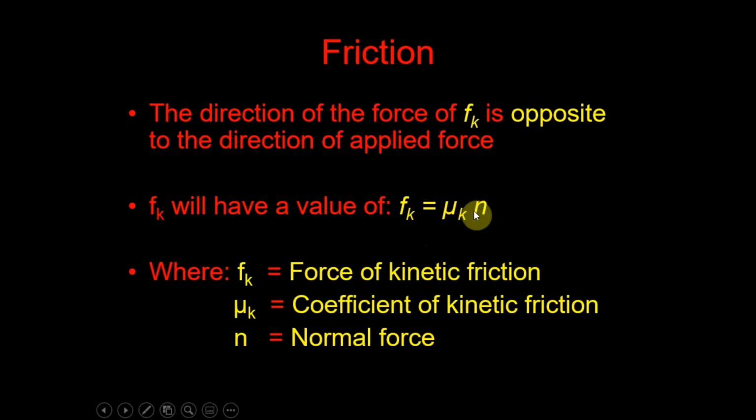So you might be asking, Dr. Horn, you mercurial polymath, why are we doing two different formulae? The reason being, because mu k is a coefficient of kinetic friction. The coefficient of kinetic friction has a different value to the coefficient of static friction, meaning mu k for most natural materials is lower than mu s.